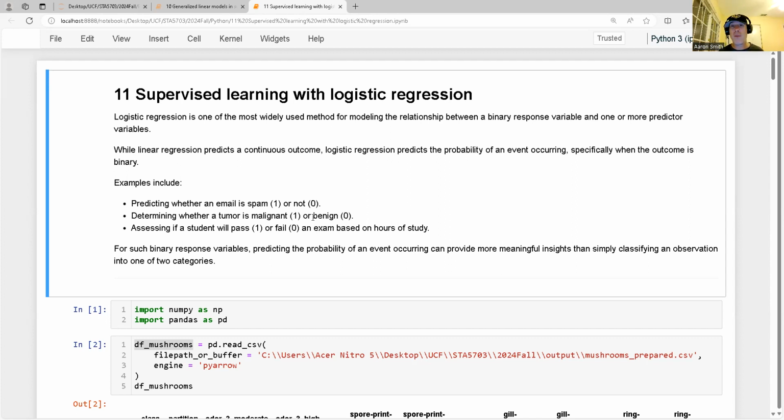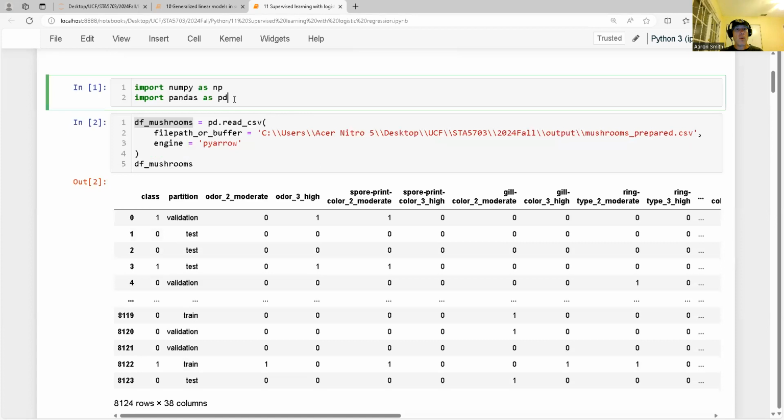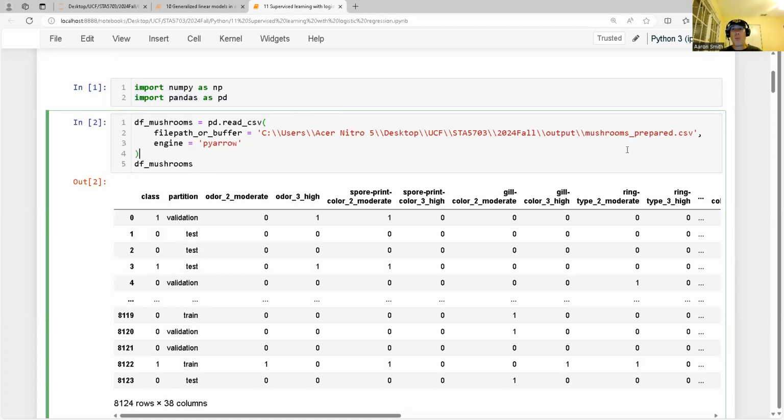As such, we have to consider our cutoffs when we decide our classification based off of what is the penalty for making a mistake. All right, so let's go ahead and start digging in. So I'm going to load NumPy and pandas, and I'm using the mushroom data set.